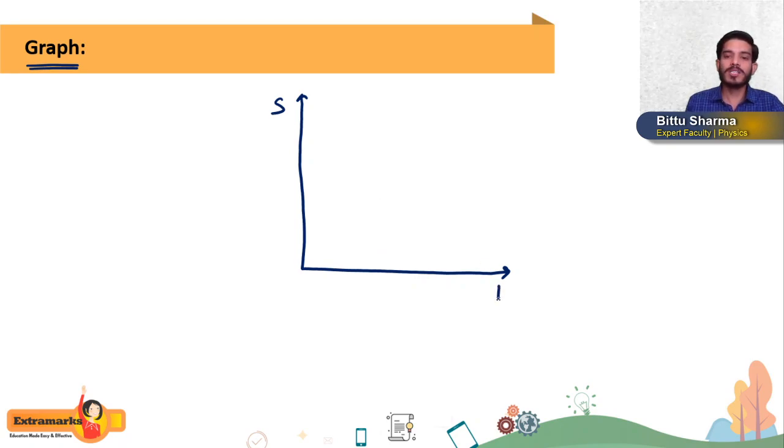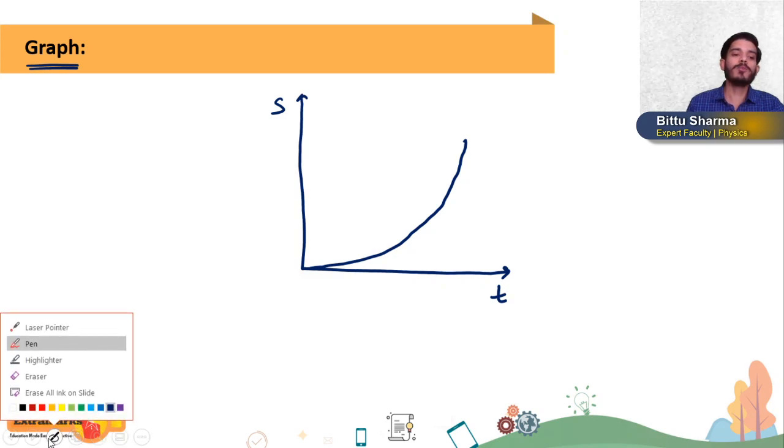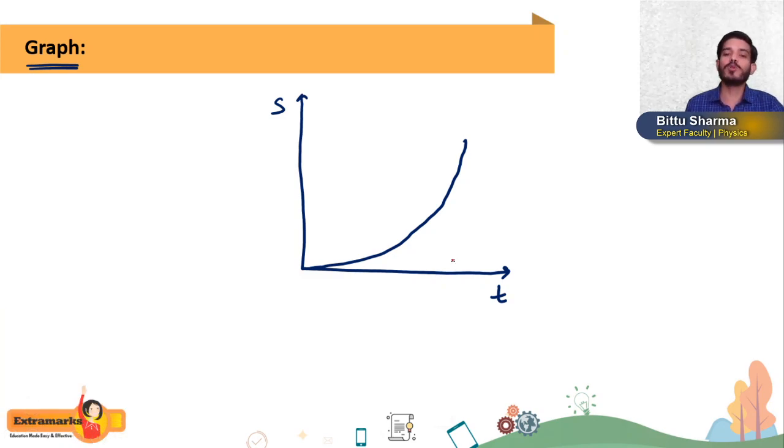Suppose a displacement time graph is given to us, and the graph is like this. Now with a graph, students, we should know how to read it. From this graph we have to identify what kind of motion it is. So first of all, we will calculate the value of slope at any point on the curve.